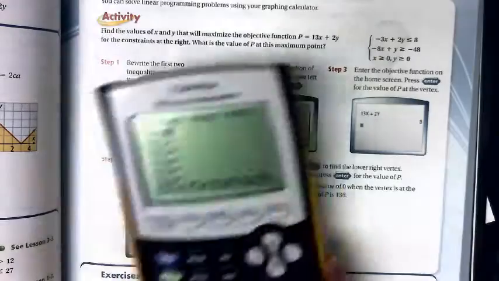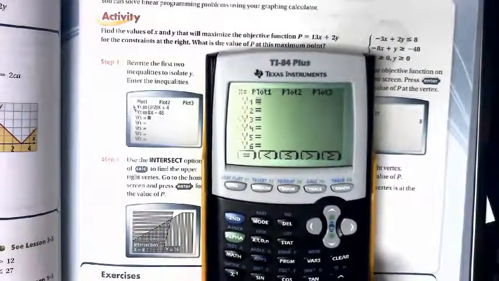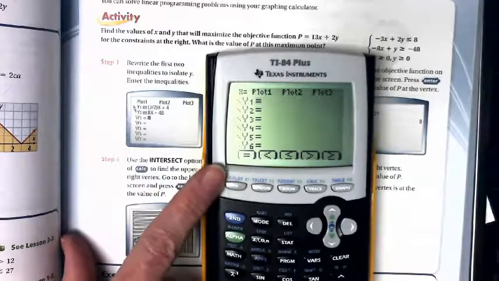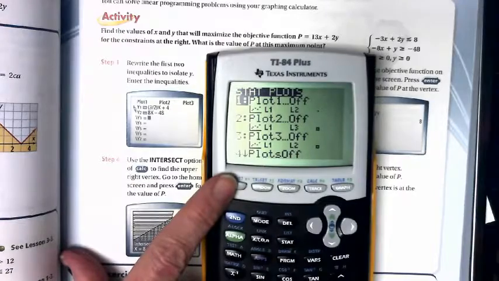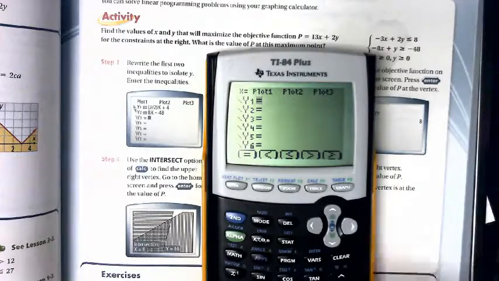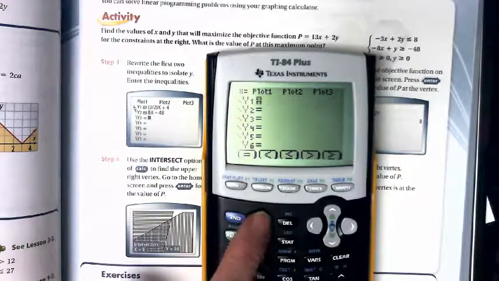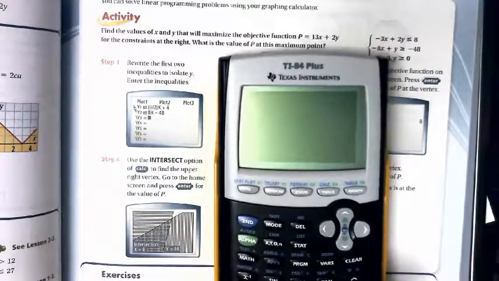So what you want to do before you begin is make sure your y equals is all cleared out. And probably make sure your stat plot is turned off. So go to second stat plot and make sure everything is turned off. Remember, if you want to get out of a window and you can't seem to get out of it, all you have to do is hit second and then your quit button and you'll go back to the home screen, which is really important.